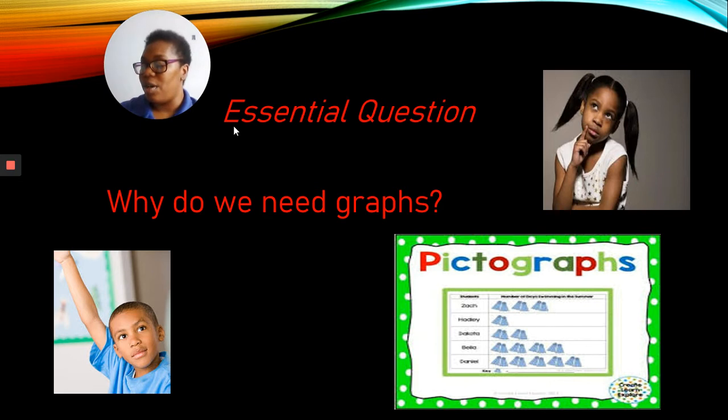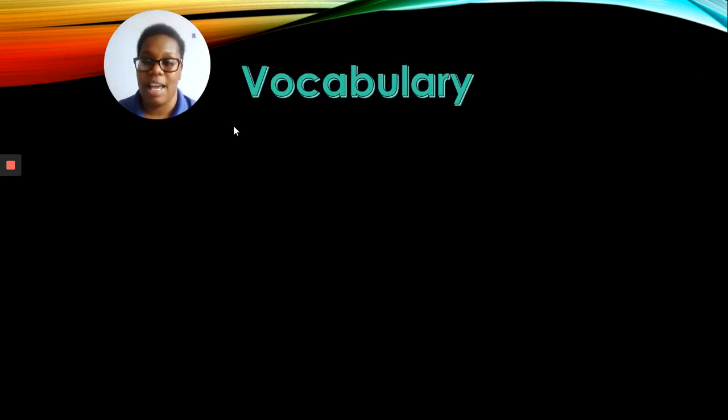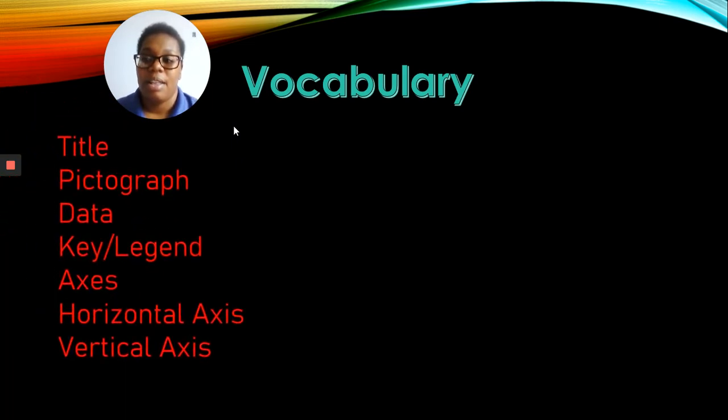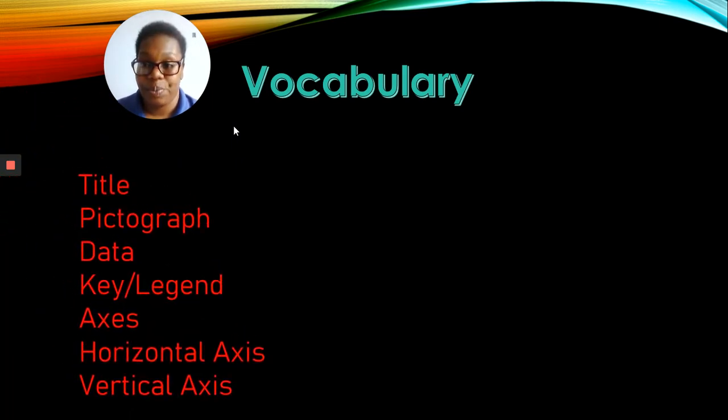So our next one is going over vocabulary. Always have to have vocabulary. The title, pictograph, data, key, legend, axes, horizontal axis, and vertical axis.